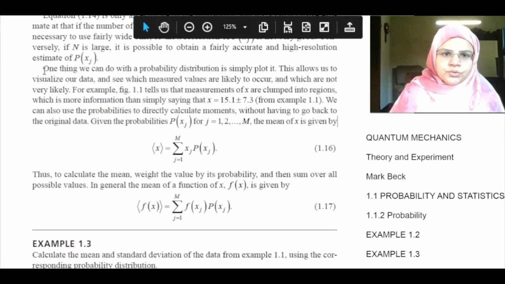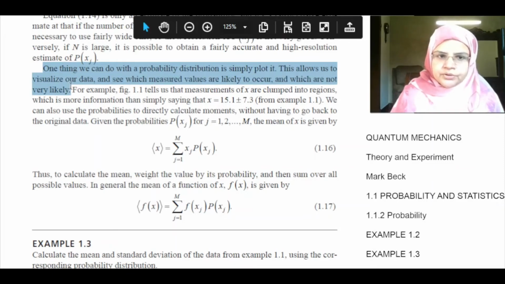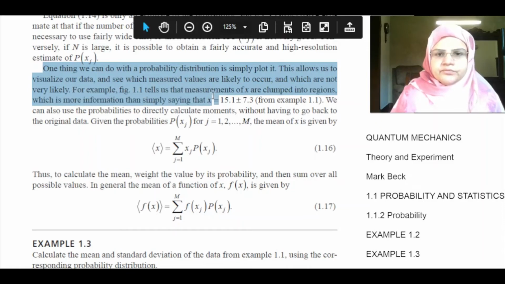One thing we can do with a probability distribution is simply plot it. This allows us to visualize our data and see which measured values are likely to occur and which are not very likely. For example, figure 1.1 tells us that measurements of x are clumped into regions, which is more information than simply saying that x is equal to 15.1 plus or minus 7.3 from example 1.1.